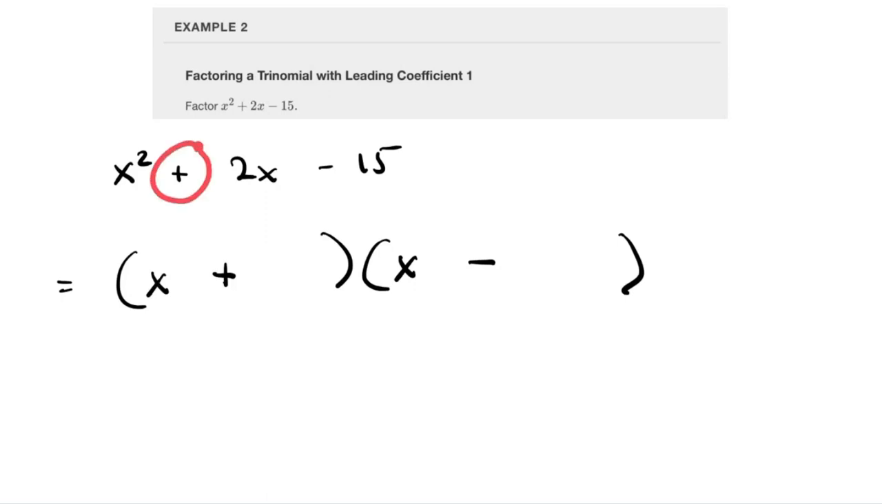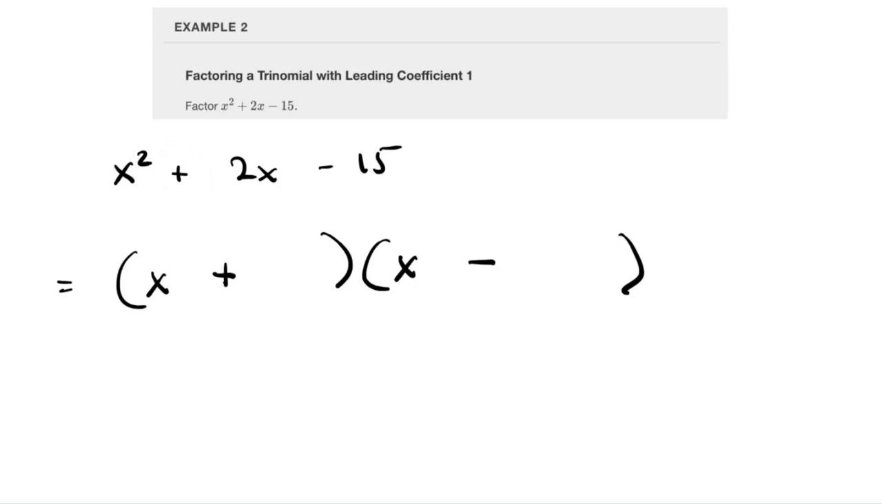Because the first sign is positive, that means the larger number is positive. Okay, let's do that one more time. We start with the second sign. Because the second sign is negative, that means our signs, one has to be positive, one has to be negative. Right? Because the first sign is positive, that means the larger number is positive, right?